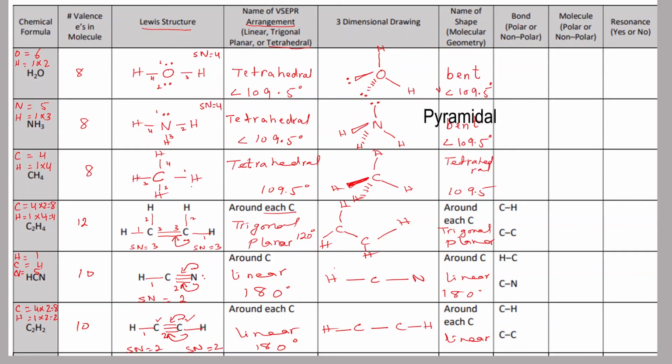Now let's complete the rest of the columns in this worksheet. To find the bond polarity, whether the bond is polar or non-polar, you need electronegativities. Electronegativity for oxygen is 3.5 and hydrogen is 2.1. So you can see that there is an electronegativity difference, and whenever there is a difference, the bond is going to be a polar bond.